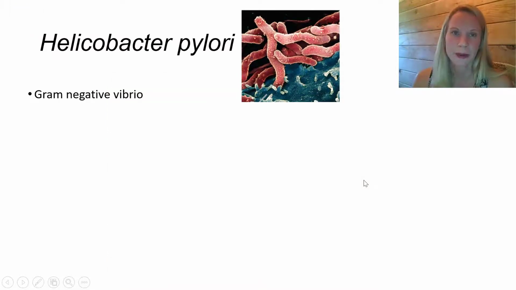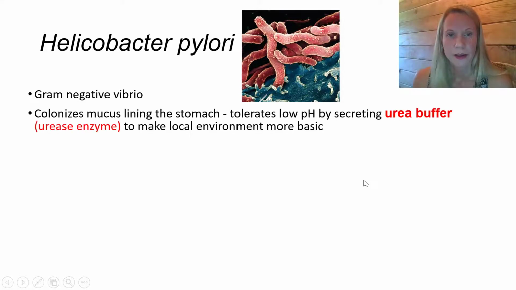Let's move now into the stomach. Helicobacter pylori, gram-negative Vibrio. Remember, Vibrio means sort of like a curved rod shape. So these bacteria colonize the stomach. Now, how do they do that? Because the stomach is so acidic, right? Well, they have certain adaptations that have allowed them to colonize the stomach. They tolerate the low pH by secreting a buffer around themselves, and they do that using a specialized enzyme we call urease.